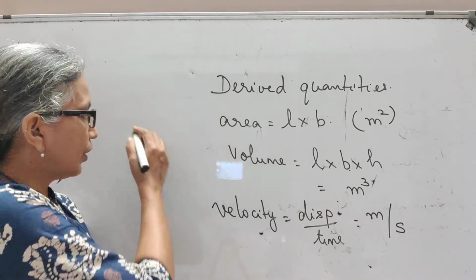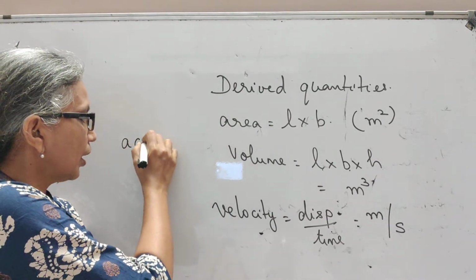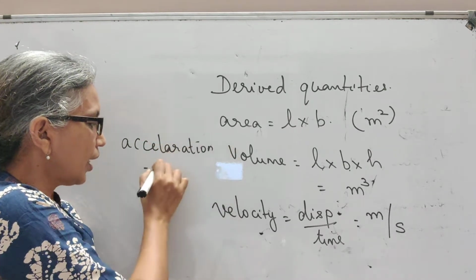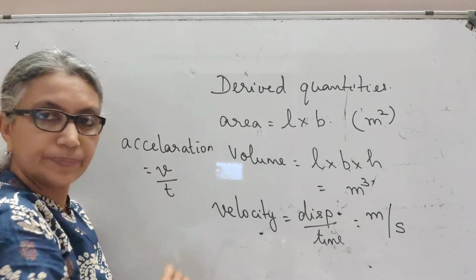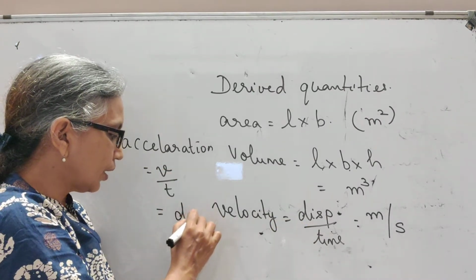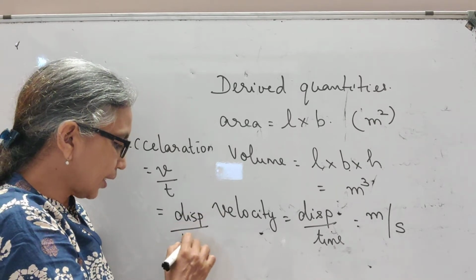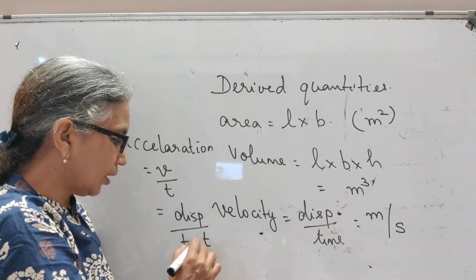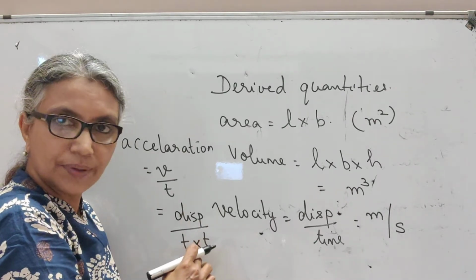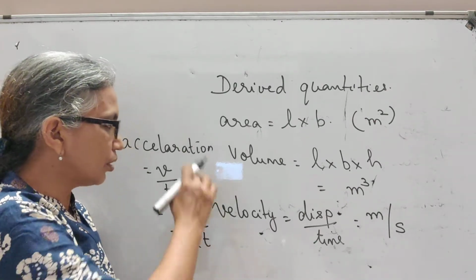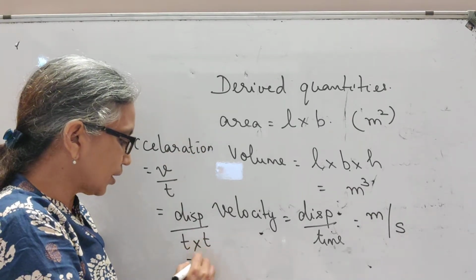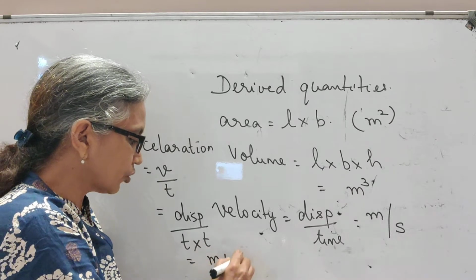If you have, let's say, acceleration. Acceleration you've already learned in 9th standard as velocity by time. This velocity is displacement by time. So you have displacement by time into one more time here. So this displacement is a base quantity. Time is another base quantity. So from base quantities you get your derived quantity, that is acceleration. So its SI unit will be meter per second square.